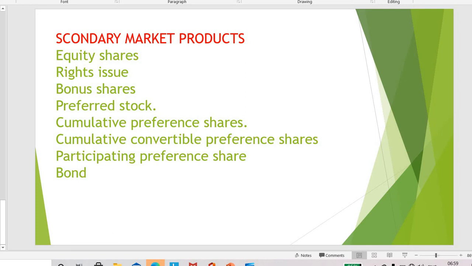Okay, then secondary market products are equity shares, right issue, bonus shares, preferred stock, cumulative preference shares, cumulative convertible preference shares, participating preference share, bond. These are the secondary market products.